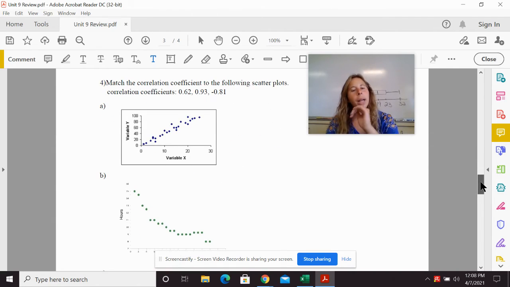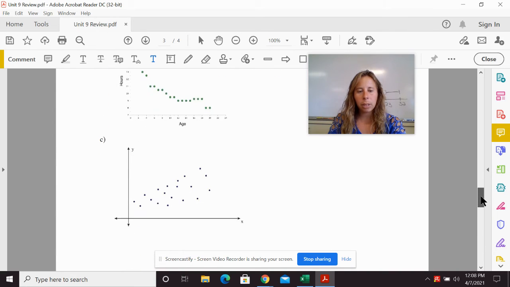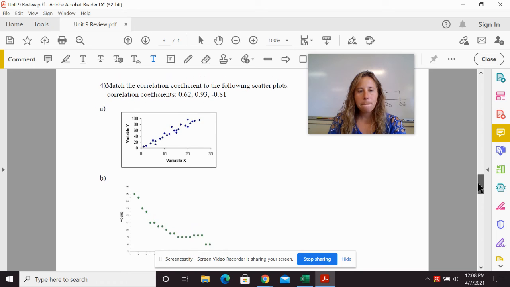The next thing, match the correlation coefficient to the following scatter plots. Okay, so here are your 3 different correlation coefficients, and you have to match them to either A, B, or C. What you should look for when you're looking at the scatter plots is, is it going to be positive or negative? That will help you a lot. So A is positive, right? It has a positive slope. As one increases, so does the other one. And that's also very close to a straight line. So my only 2 positive correlation coefficients are 0.62 and 0.93.